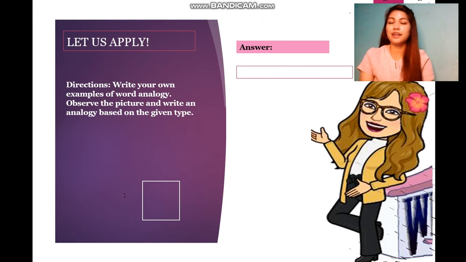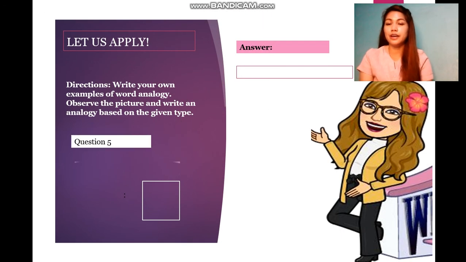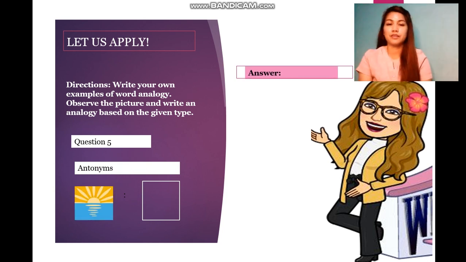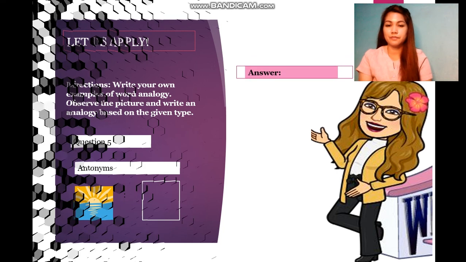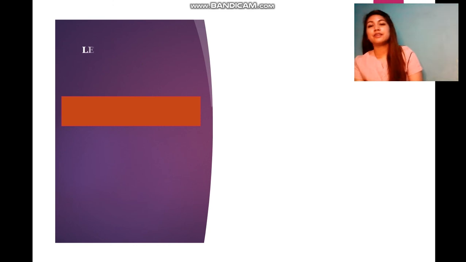It's easy, right? Especially when you see already the picture. Okay, and the last number 5. The given type is antonyms or antonymous relationship. Okay. Write your answer for the last number. After this, we are going to check your answers right away. Okay. There you have it.